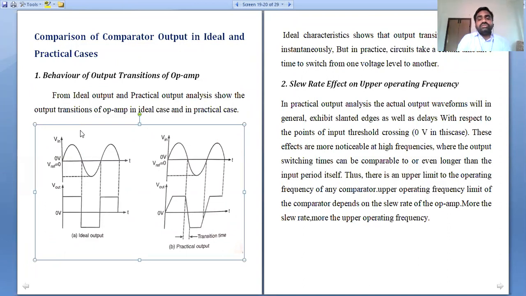Okay, here we will see the behavior of comparator in both ideal condition and practical condition. We will compare both of them. First we will see the behavior of output voltages in an ideal condition and in a practical condition. Output transitions is also called output voltages. The first parameter which we are going to see here is the behavior of output transitions of the operational amplifier, in the sense, the behavior of output voltage of the operational amplifier.